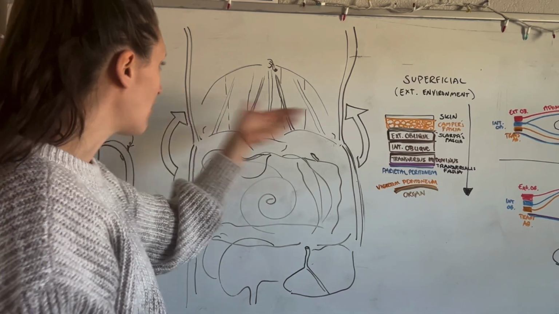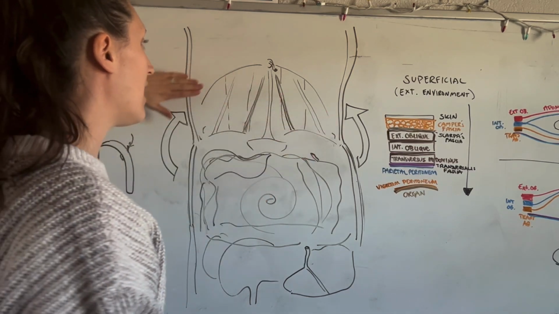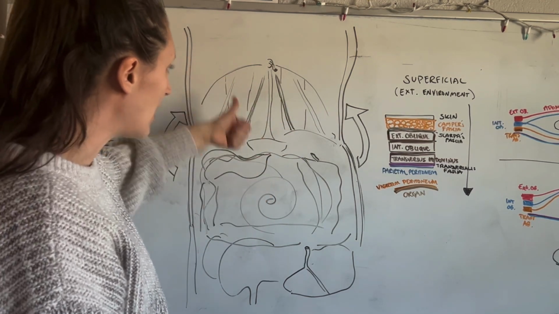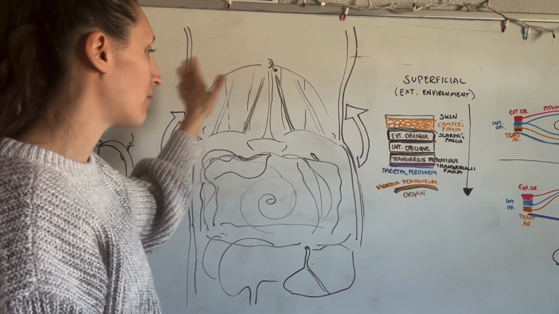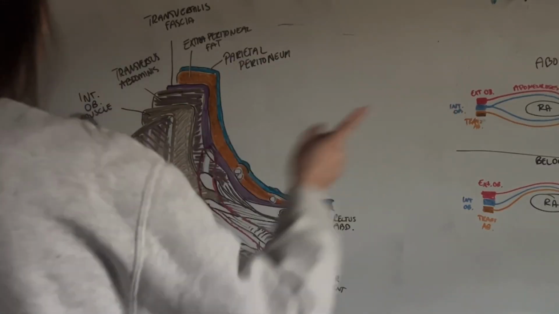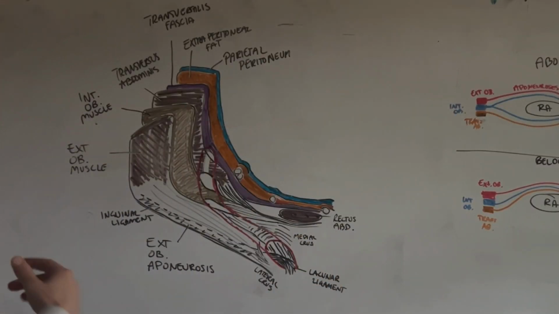Because now they're in front of the rectus abdominis, not behind it. And so I'm really just seeing transversalis fascia and that parietal peritoneum. I'm pulling up both of these views so that we can look at a new concept.